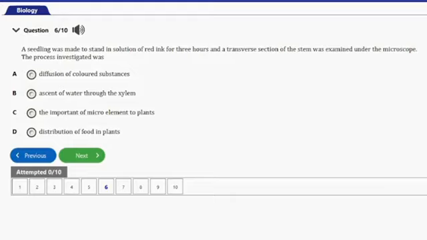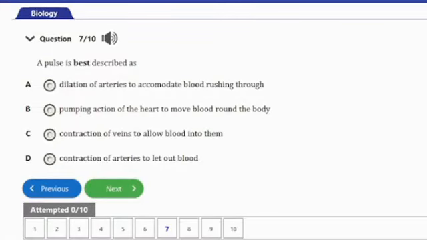Let's go ahead and consider the next question. That's question number 7. It says, a pulse is best described as A. dilation of arteries to accommodate blood rushing through, B. pumping action of the heart to move blood around the body, C. contraction of vein to allow blood into them, D. contraction of arteries to let out blood. The answer to this question is option B, pumping action of the heart to move blood around the body. And that's it for that question.